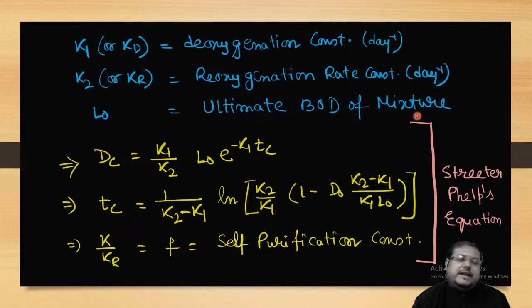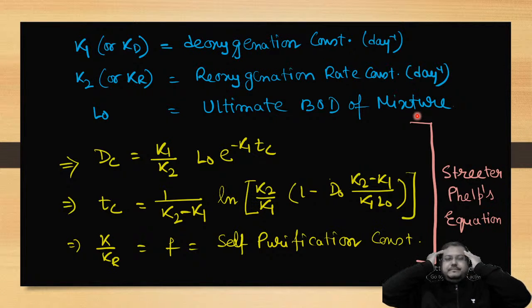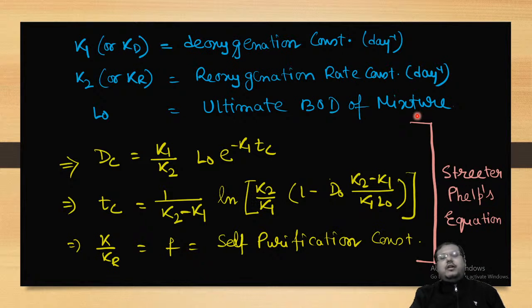Both the units will be in day inverse. Mind it, here no base 10 concept is there. That means previously in the characteristics of wastewater, I have told you that the deoxygenation rate constant means the base 10 K. No, everything here is base e. And L naught is the ultimate BOD of the mixture.